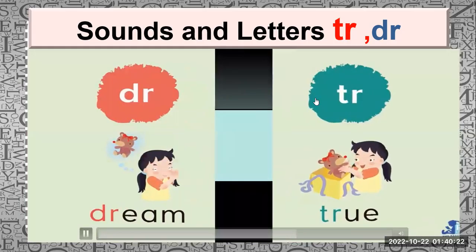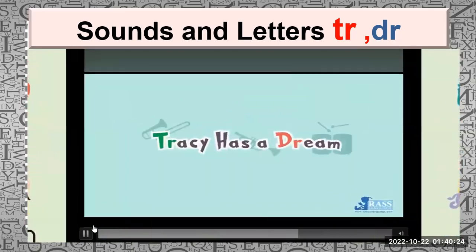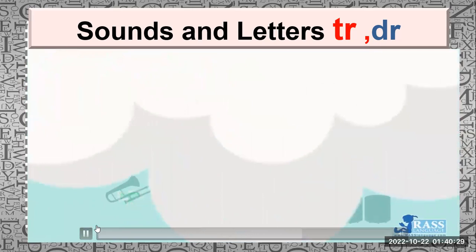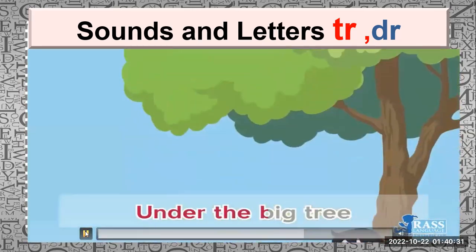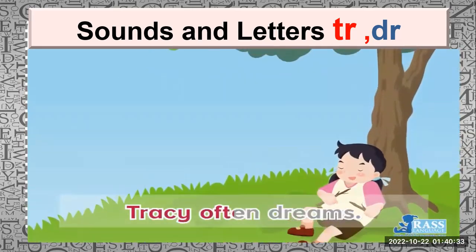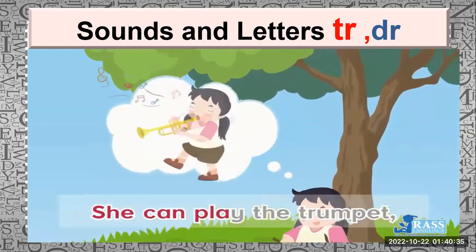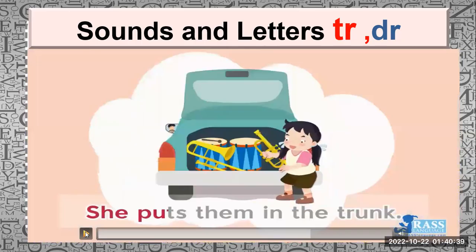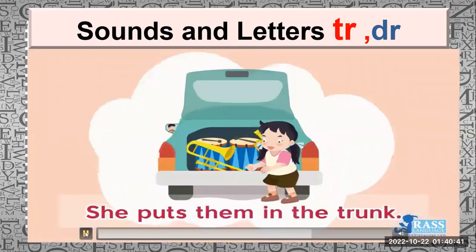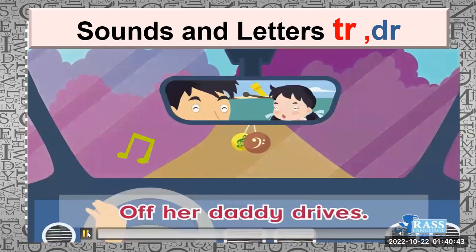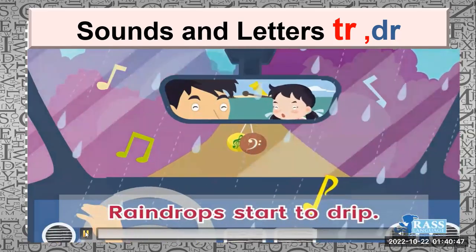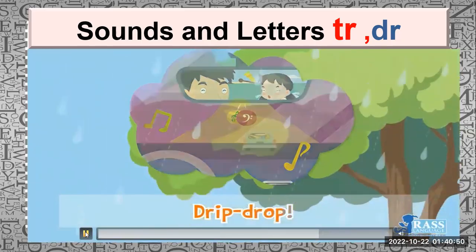Dream, true. Tracy has a dream. Under the big tree, Tracy often dreams. She can play the trumpet, the trombone and the drums. She puts them in the trunk. Off her daddy drives, they go on a music trip. Raindrops start to drip. Drip, drop, drip, drop.